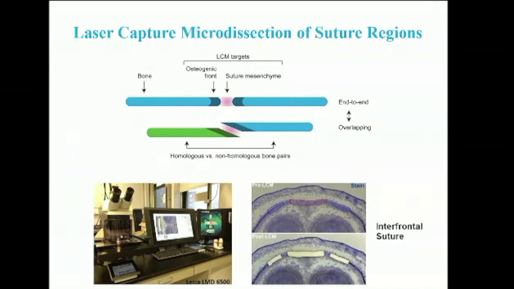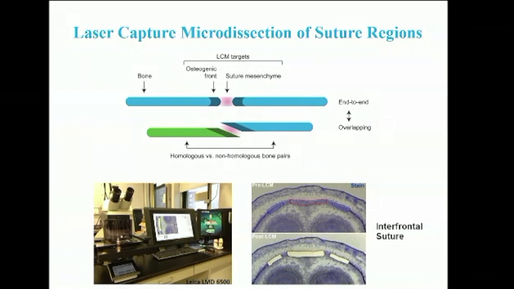An example of that is illustrated here for the interfrontal suture, where we have dissected both the osteogenic front and the suture mesenchyme shown here. We are doing this for 11 major facial sutures, which differ in their orientation. We expect most of the gene expression profiles to be fairly similar across sutures, but there are also differences between sutures in the way that they are overlapping. Some of the sutures are end-to-end, some are overlapping. And there are also differences between homologous and non-homologous bone pairs that we're interested in profiling.